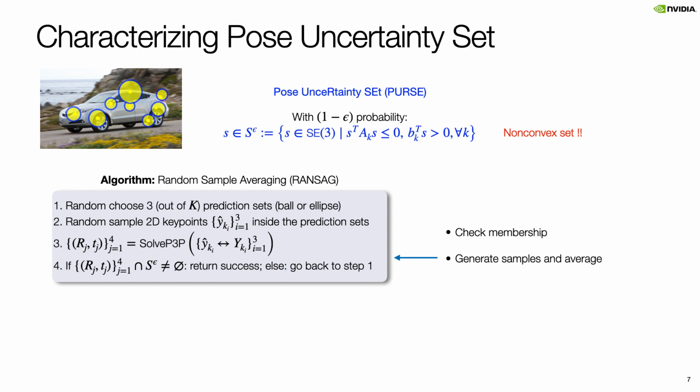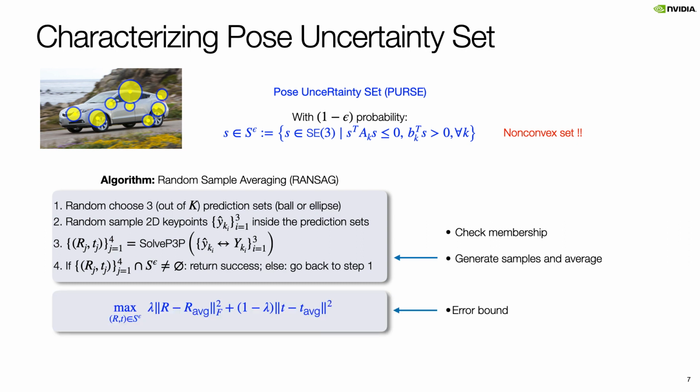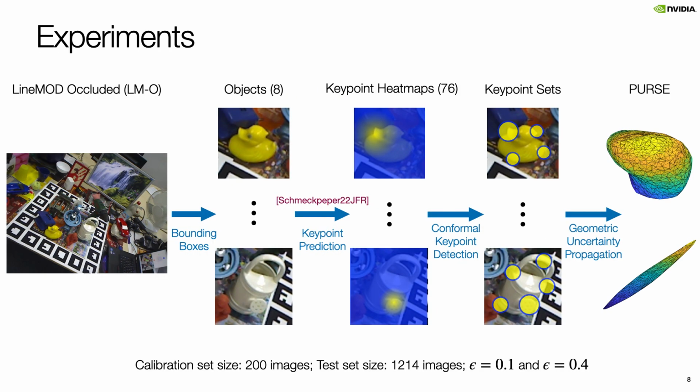We can also compute a worst-case error bound from any pose estimation to the ground truth pose. This is done by formulating an optimization problem that computes the maximum distance from any pose estimate to the pose set. Intuitively, the maximum distance from the pose estimation to the pose set gives us an upper bound of the distance from the pose estimation to the ground truth pose. This is a nonconvex optimization problem, and we show that we can use convex semidefinite relaxations to solve them to exact global optimality.